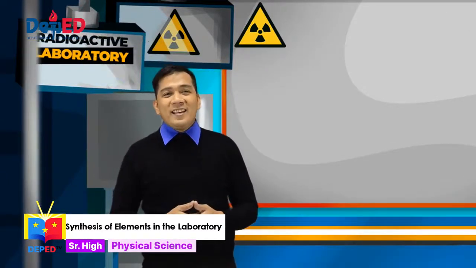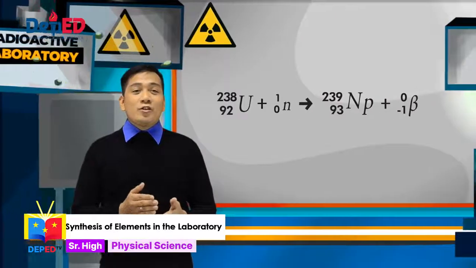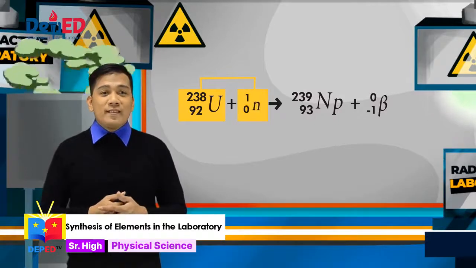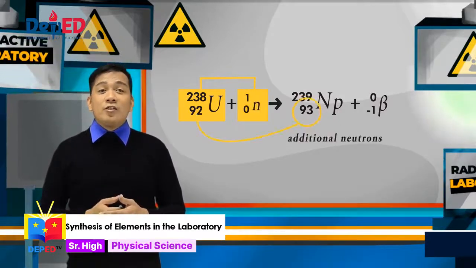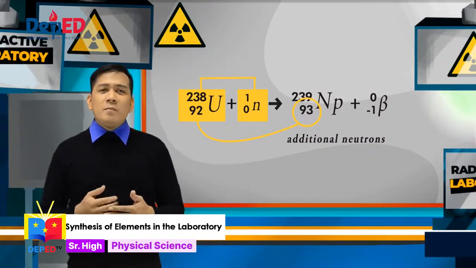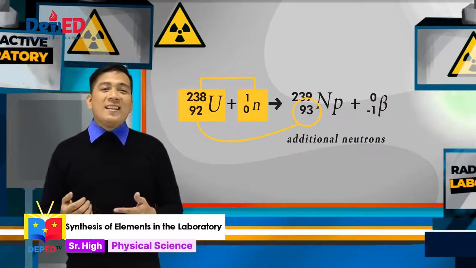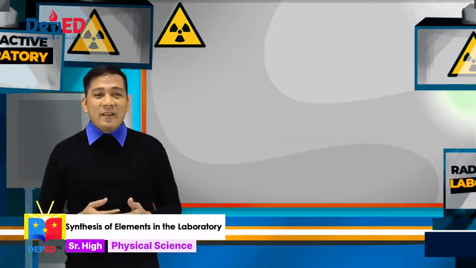What do you think happened here? The first part shows that uranium-238 collided and combined with a neutron. Uranium now has an additional neutron in its nucleus. You might be wondering why the number of protons increased when no proton was added. This is what actually happened.